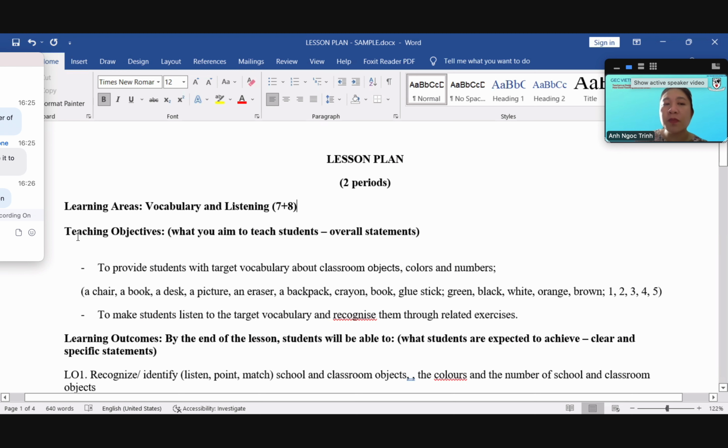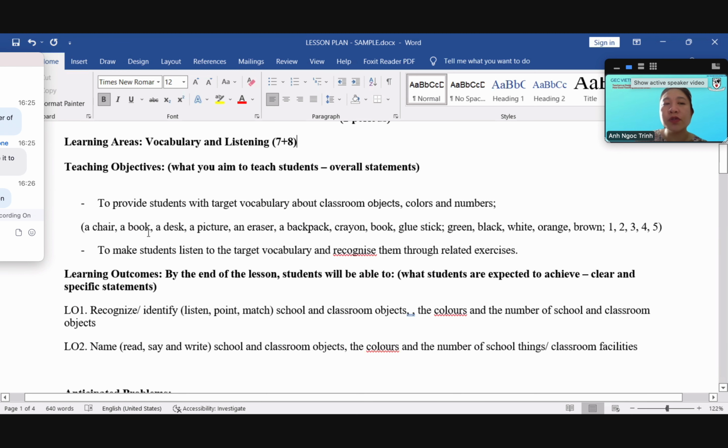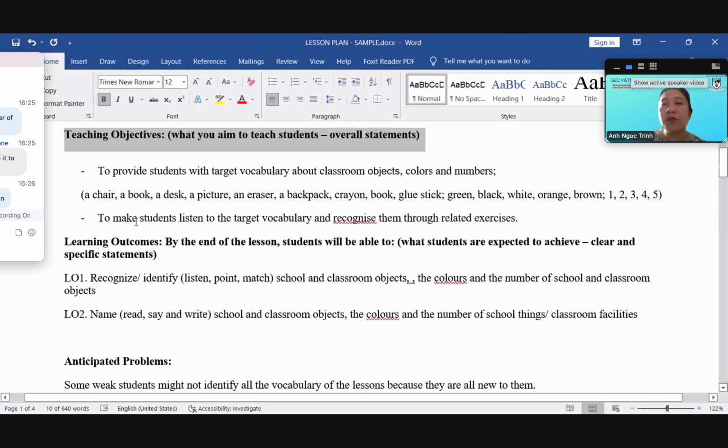The objectives here, I want you to distinguish between objectives and outcomes. I know that sometimes people make the mistake of taking objectives for outcomes, and vice versa. They see objectives as outcomes, but actually they are not the same, they are different.